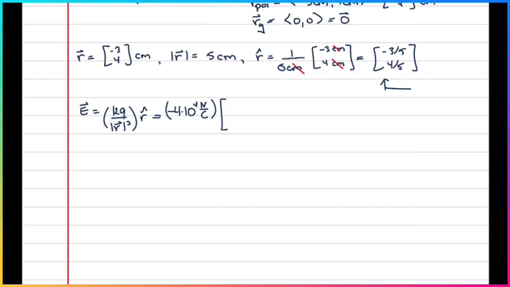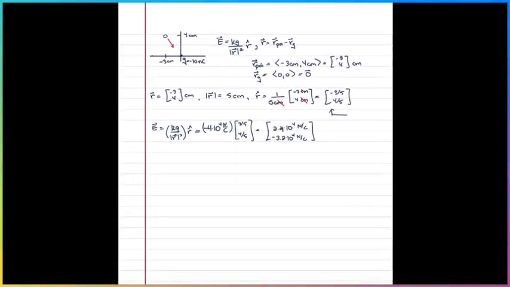And that's multiplied by the vector 3/5, 4/5, which when you multiply them all out, unsurprisingly, you will get the same values as before. In the x direction, note the negatives cancel: 2.2 times 10 to the 4 newtons per coulomb in x, 2.4, and then negative 3.2 times 10 to the 4 newtons per coulomb in the y direction. So you get the same exact answer. Again, unsurprising. You better get the same exact answer, but this is just being done in a different way.